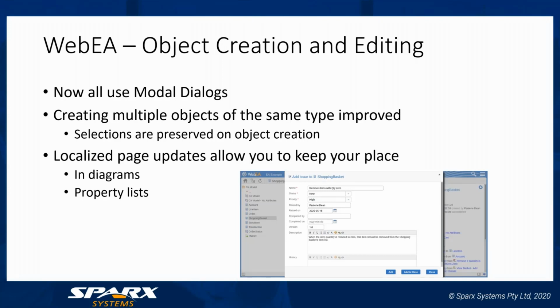So WebEA's object creation and editing. So WebEA has a limited form of element creation. So you can create a specific set of elements like classes and requirements and a few others, I believe. So that's just been made a little bit nicer as well. So you can create multiple elements of the same type quite easily now. So previously when you did it, you'd create an element, it would close, you'd have to search for it and open it up. Now, being a modal dialog, you can create many elements on the fly and then finally close the window down, similar to the save and new feature of Enterprise Architect.